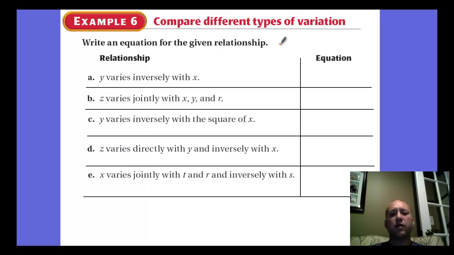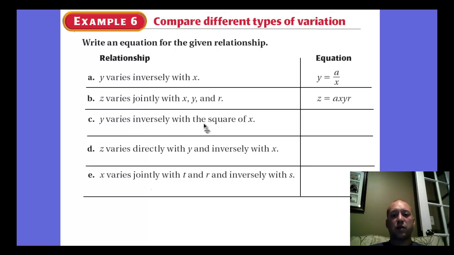So we can compare different types of variation. So if y varies inversely with x, we should know that's an inverse variation, and we should write our equation y equals a over x. If z varies jointly with x, y, and r, so now you have the r value, you should have a times x times y times r. Jointly, it could be more than just two variables. We have x, y, and r.